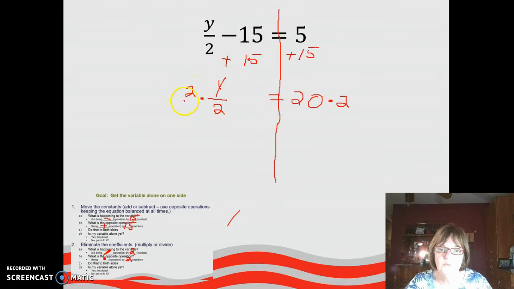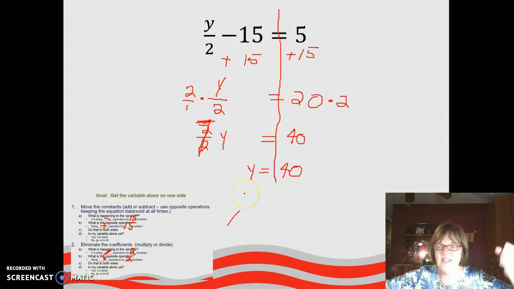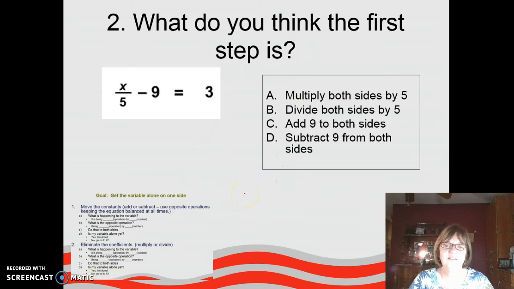All right, so 2 over 1. Okay, 2 times, what it looks like is like this. 2 over 2, y, is really what we get. And that is actually a 1. Okay, so 1y equals 20 times 2, which is 40. All right, so we've got y equals 40. So back down here, is my variable alone yet? Yes, we're done. Yay. Okay, so here's one for you to try.